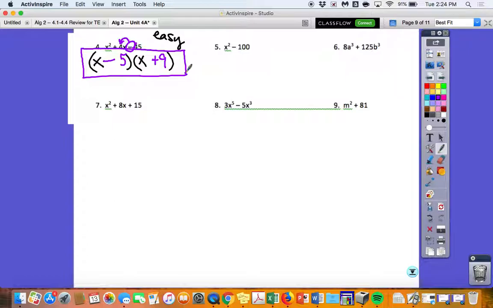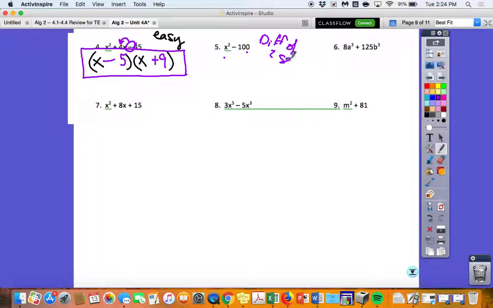Okay, well, number 5, is there a GCF? No, because the first term doesn't have a number and the second term doesn't have a letter. So you can't take anything common out. I see a binomial. That binomial is subtraction, and that's x squared. Ooh, I can do the square root of 100. So that means this is the difference of two squares.